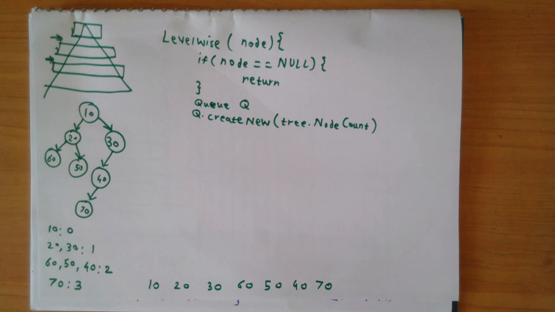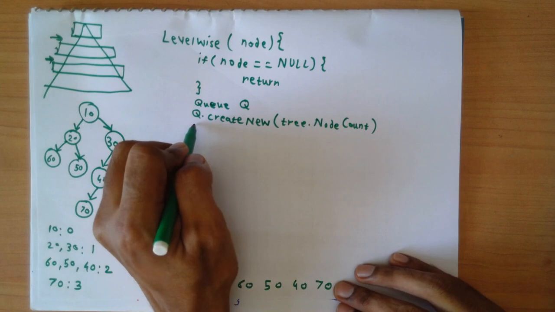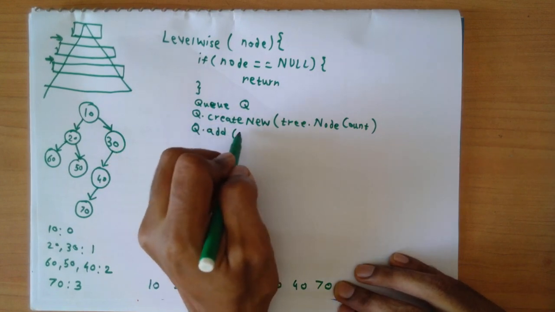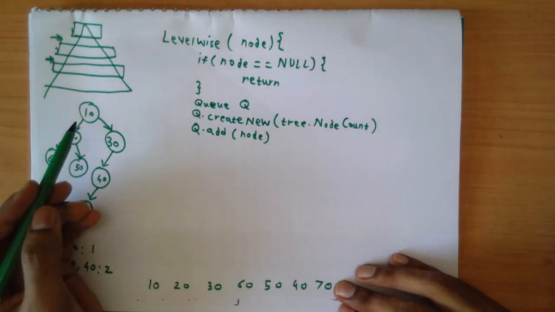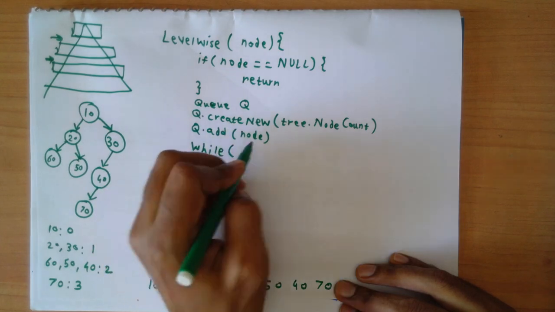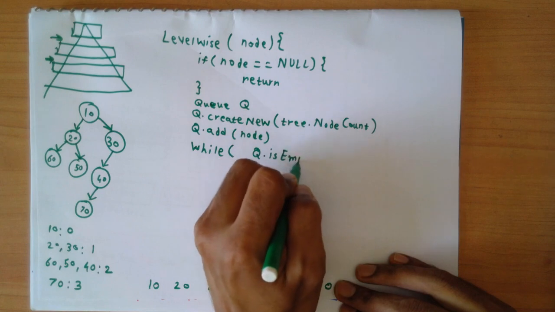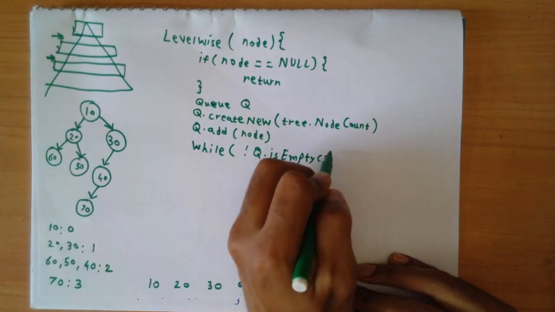So now you start with your empty queue, and let's add our current node. We'll say queue.add the node that we have received, and now we have to go to the queue and process each element. So I will do something while my queue is not empty. I'll check if queue is empty and then negate it, while my queue is not empty.